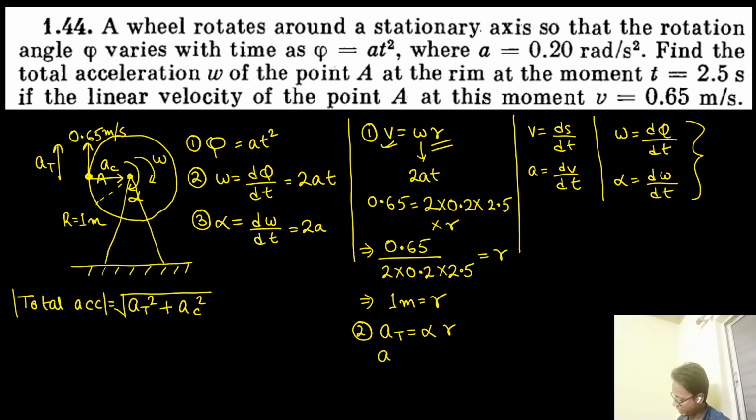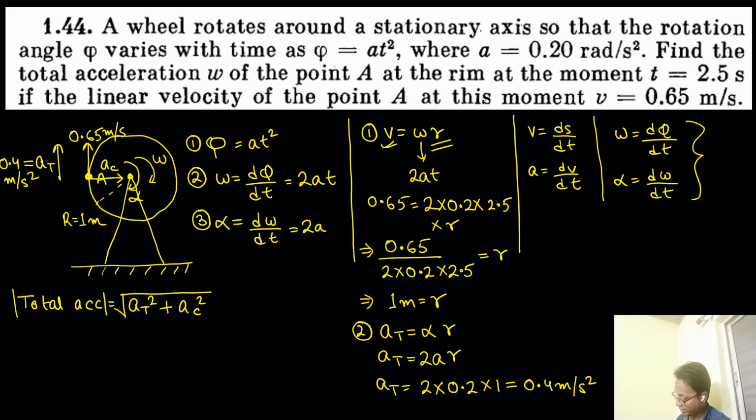So a_t equals alpha into r, and the value of alpha is 2a, so it is 2 into a into r. Tangential acceleration equals 2 into 0.2 into 1, which is 0.4 meter per second square. So the value of tangential acceleration is 0.4 meter per second square.